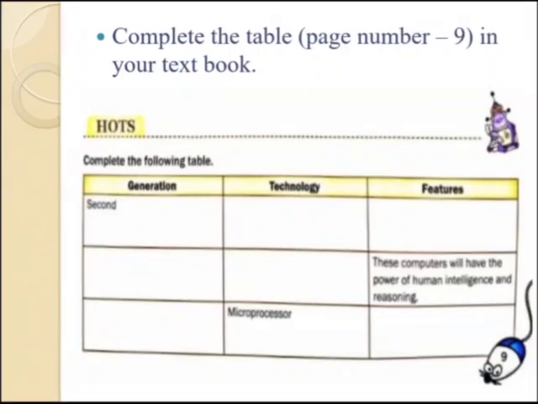In this table, 3 columns are there. First, generation, second, technology, and third, features. In the first row, the name of generation is given, that is second generation. So you are supposed to write technology and features of second generation. In the second row, features are given. So from the features, you are supposed to write the name of generation and the technology used. And in the third row, technology is given, and you are supposed to write generation and features.